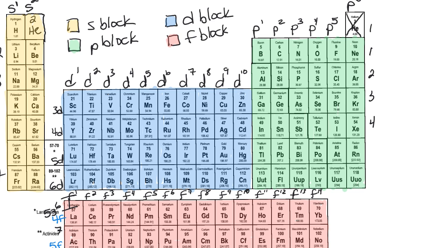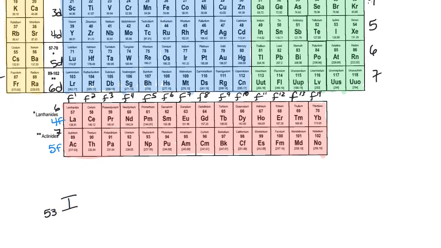Oops, this is 1, 2, oops. Okay, guys, sorry, but I messed up on my numbers. Okay, so 1, 2, 3, 4, 5, 6, 7. So it actually ends right here at 5p5. That is your ending when you're doing the electron configuration. So we know 5p5 is the ending.